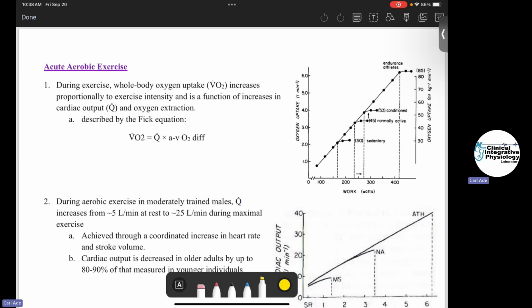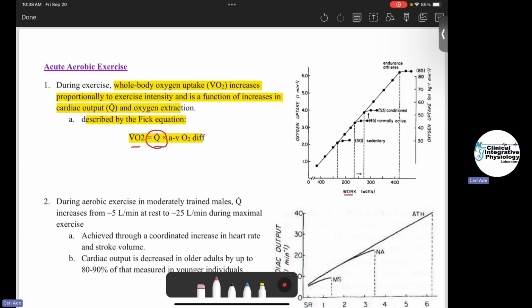So, as you know, during exercise, whole body oxygen uptake, or VO2, increases in proportion to exercise intensity. And this is really a function of cardiac output and oxygen extraction, as we describe it via the Fick equation. So, VO2, and this cardiac output is what we're really going to focus on today, being at 603 in cardiovascular physiology. I'm not going to worry about the extraction side of things. That is for another lecture or another class.